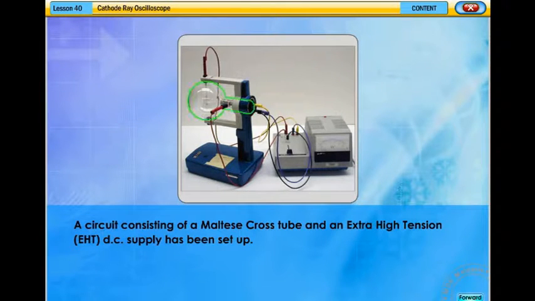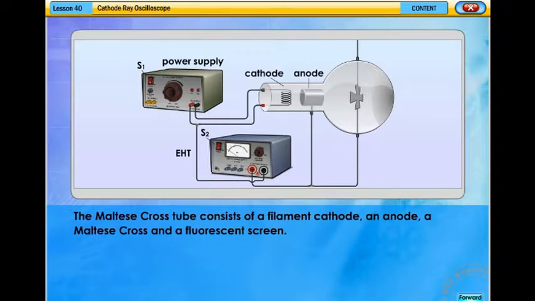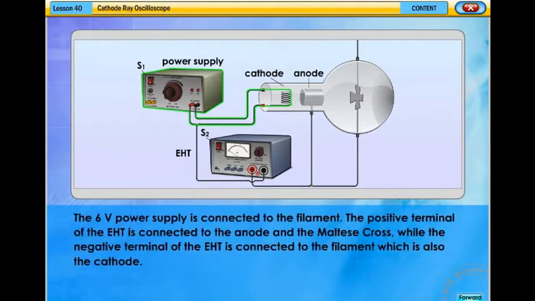A circuit consisting of a Maltese cross tube and an extra high tension EHT DC supply has been set up. The Maltese cross tube consists of a filament cathode, an anode, a Maltese cross, and a fluorescent screen. The 6-volt power supply is connected to the filament. The positive terminal of the EHT is connected to the anode and the Maltese cross, while the negative terminal of the EHT is connected to the filament, which is also the cathode.